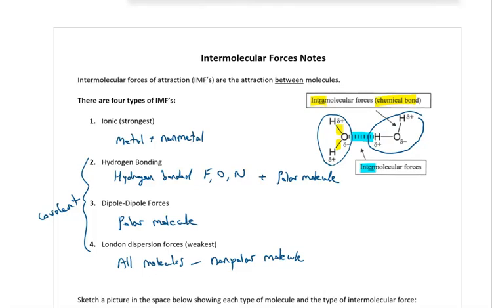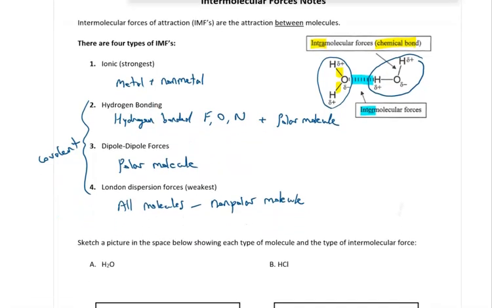Now, I have these ranked from strongest to weakest. There's going to be some overlap between these, so it's not exactly a strict criteria. You could have London dispersion forces that are stronger than dipole-dipole, but that gets a little bit more complicated. This is just a broad overview of comparison.